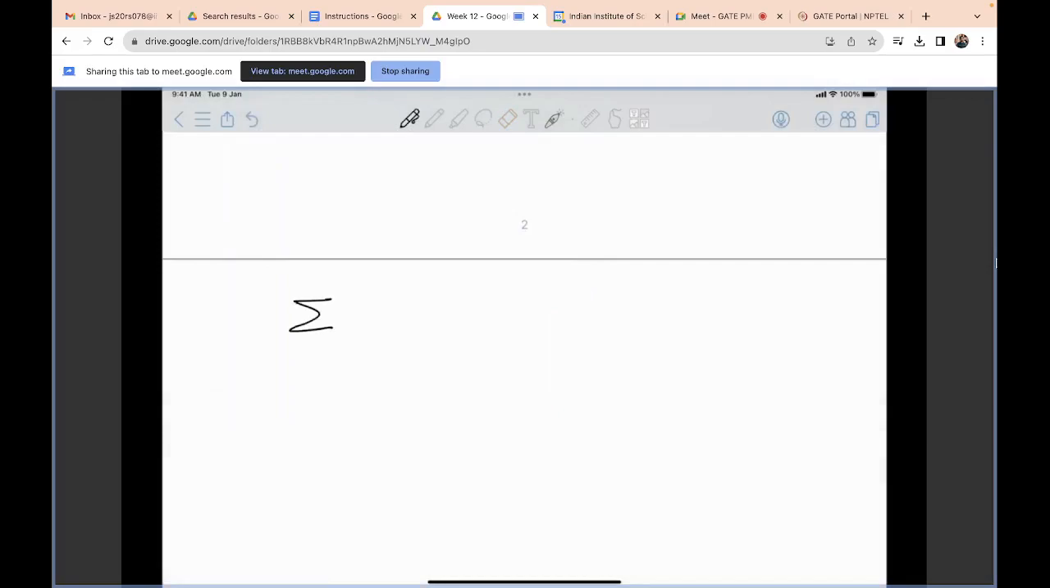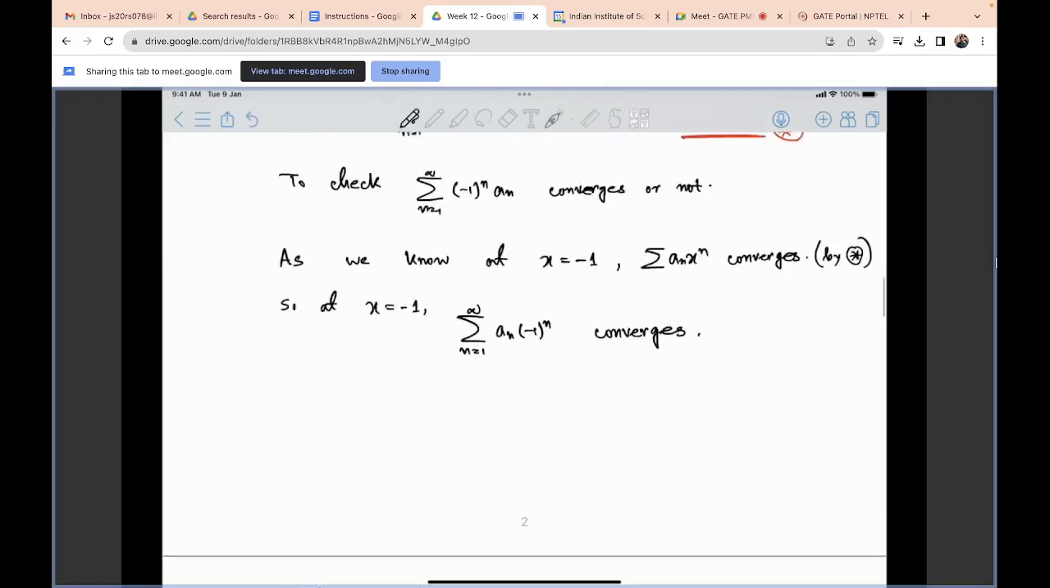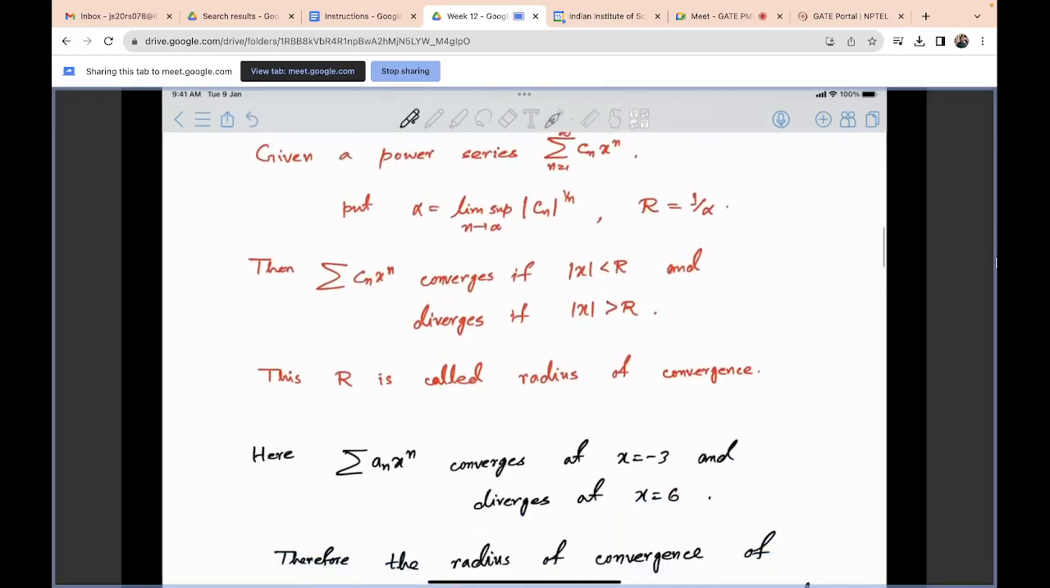So a series is given: the sum for n equals 2 to infinity of (-1)^n x^n by 4^n log_e n. You have to find the interval of convergence. Means inside this, where the series will converge. So here, what is the interval of convergence?